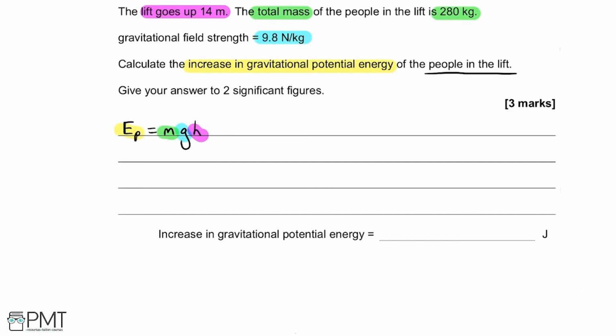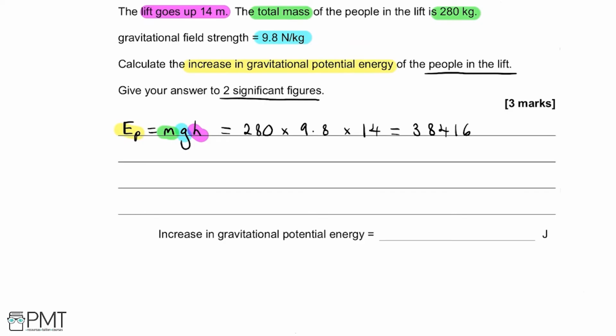So if we sub in those values, so gravitational potential energy equals the mass, 280 kilograms, multiplied by the gravitational field strength, 9.8 newtons per kilogram, multiplied by the height, or the change in height, which is positive 14 meters. Putting that into your calculator, you'll be given an answer of 38,416. But don't forget, we're told to give our answer to two significant figures.